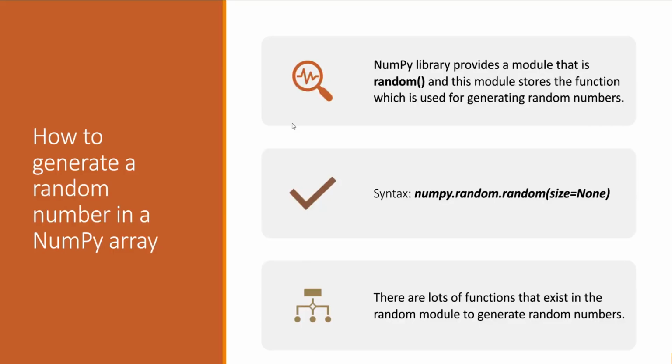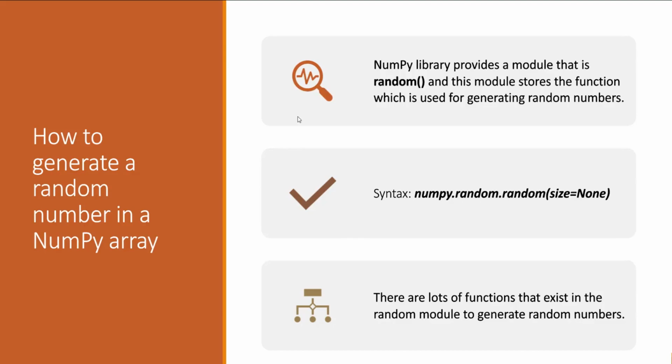After using the NumPy arange function for numeric ranges, now we will understand how to generate a random number in a NumPy array. Basically, the NumPy library provides a module that is random, and this module stores the functions used for generating random numbers. The main purpose of random numbers is sampling and testing. Using the random module, we can create thousands of numbers. There is no prediction while using the random module. For example, if you roll a dice, you will get some random number between 1 and 6.